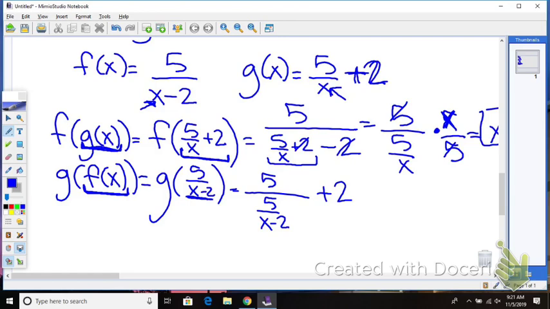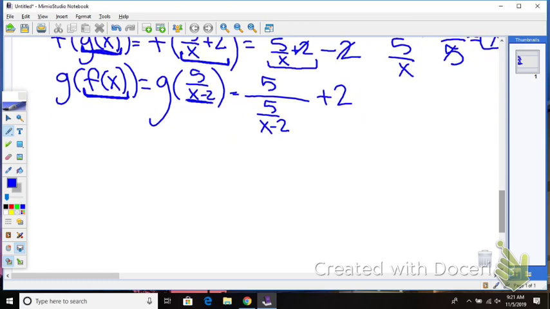Let's fix this fraction within a fraction here. I need to multiply by this reciprocal, and the reciprocal of 5 over x minus 2 is x minus 2 over 5. What's going to happen with my two 5s here? That leaves me with x minus 2 plus 2, which is just x.